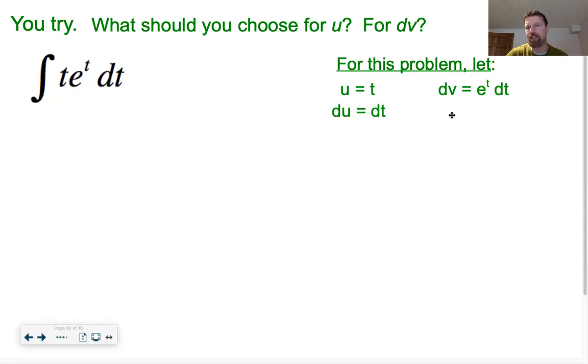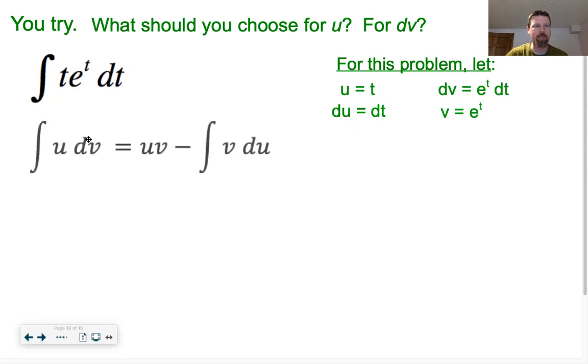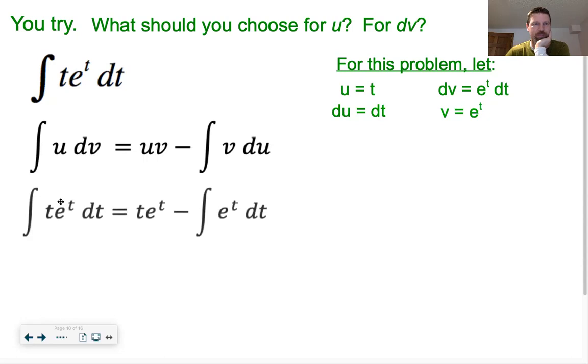This is dv, so I'm going to need a v. The antiderivative of e to the t dt, well, the antiderivative of e to the t is still e to the t, so these are the u's and v's and dv's I'm going to use. A lot of people find it really useful to write this integration by parts formula out first. It just helps them keep track of what goes where and make sure they have everything. In this case, we can double check: u dv, well, u is t, dv is e to the t dt, that's all that stuff, so that works out.